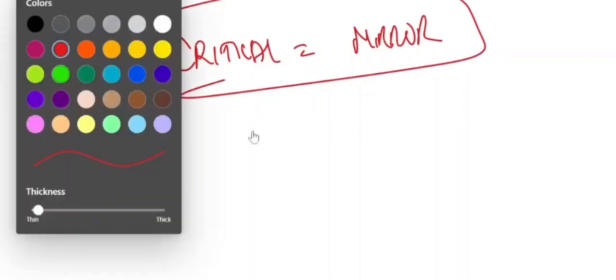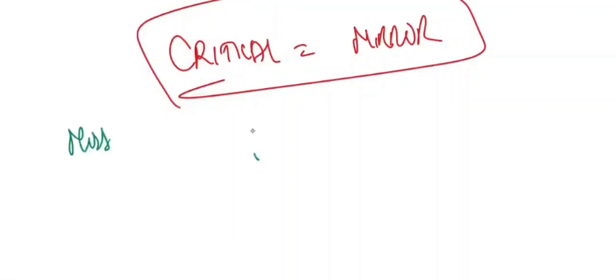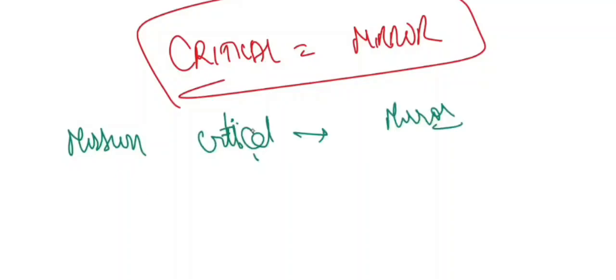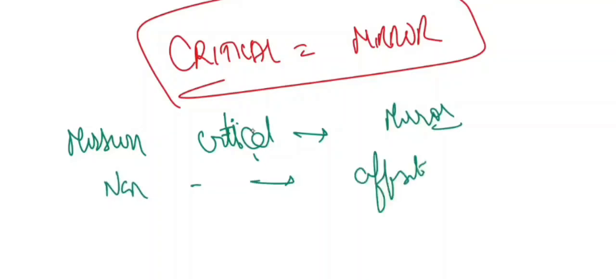So if there is any mission critical system, let me write it down. Sorry for my handwriting. If there is any mission critical system, that is called a mirror site. And if there is a non-critical system, then that is called an offsite site. So this thing must be clear. Mirror site means real time duplication, near zero downtime, very expensive, and offsite site we have just discussed.